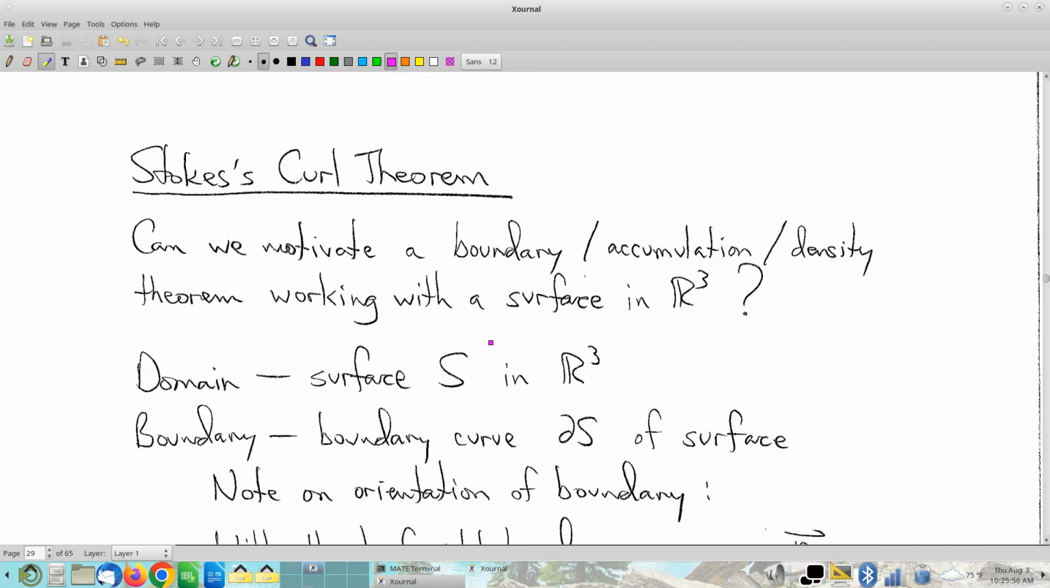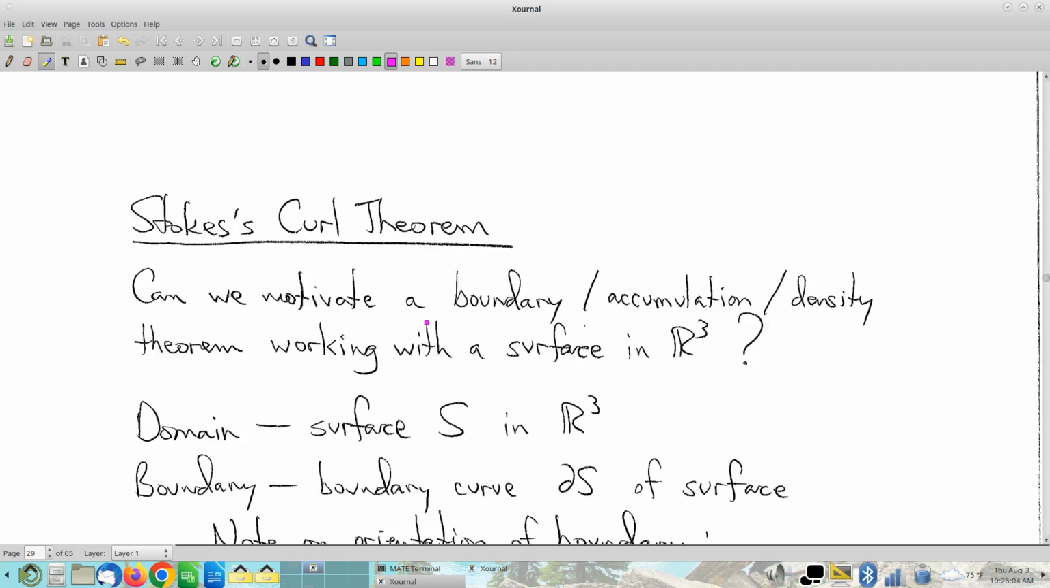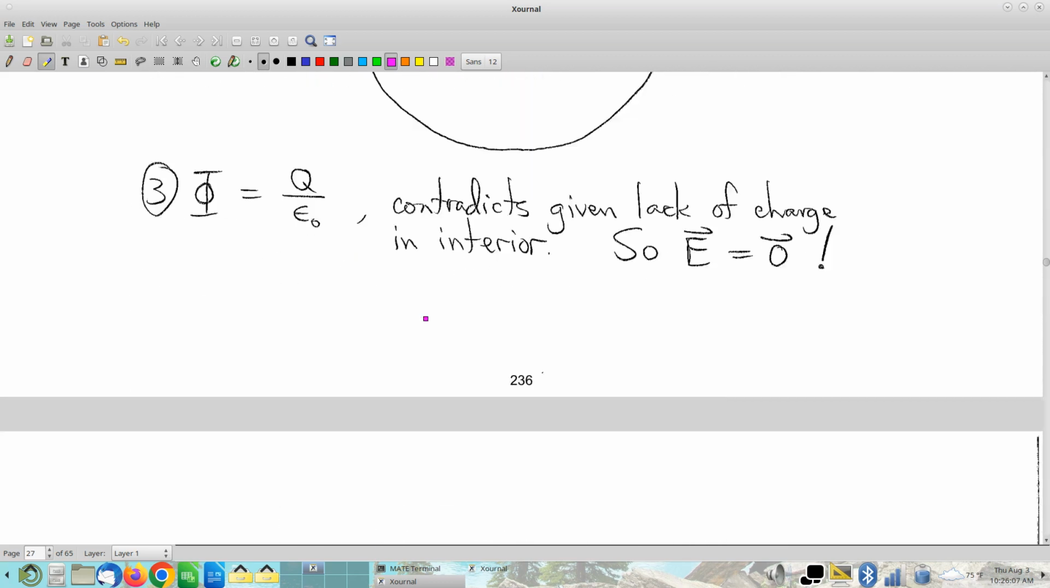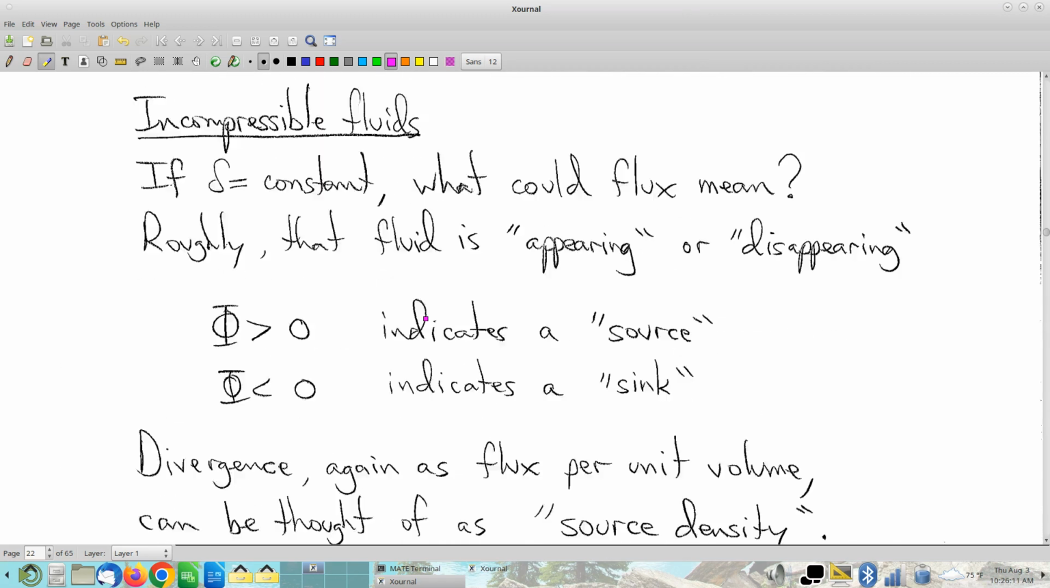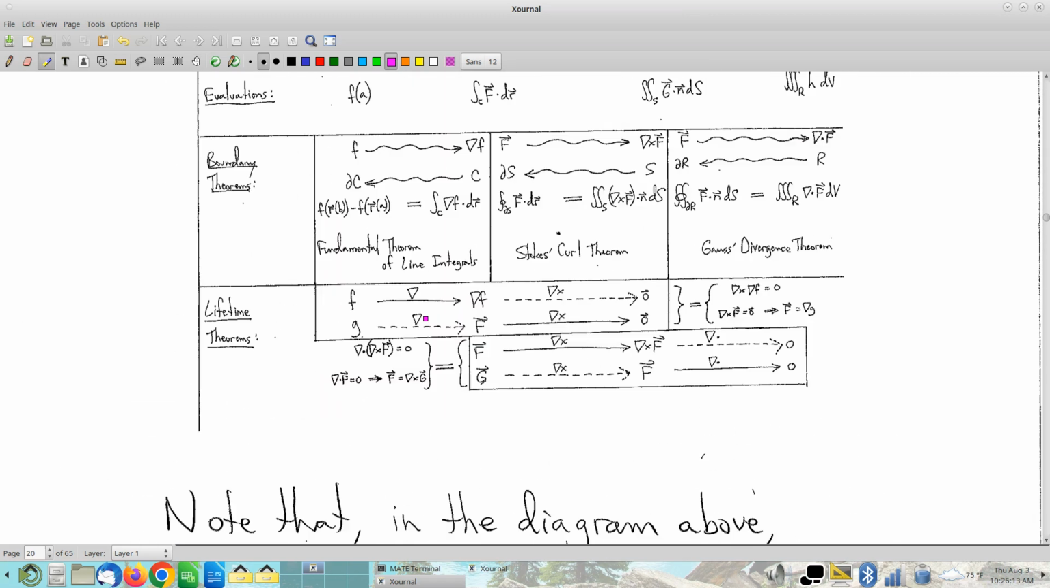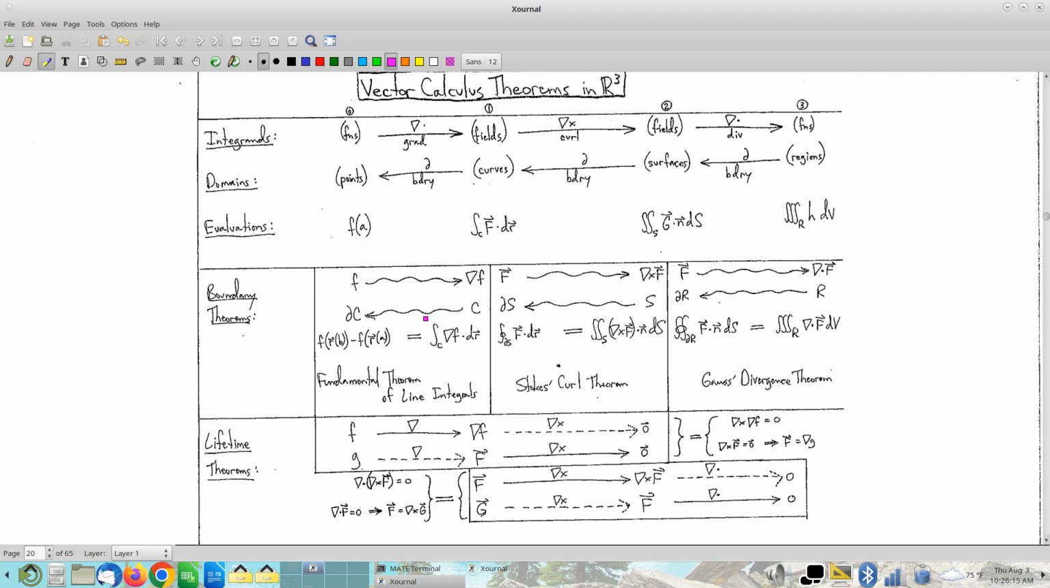So, finally done with Gauss's divergence theorem. We're going to move on now and talk about Stokes's curl theorem. Let me just remind you, I will go back to the diagram real quick. Okay, so here's our three-dimensional diagram. We just got through talking about Gauss's divergence theorem.